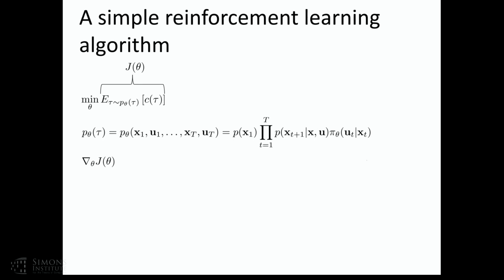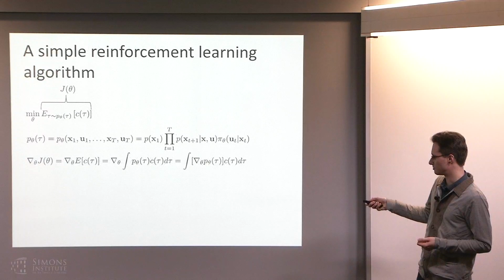If we want to optimize something like this, perhaps all we really need is to compute a gradient. And we can do that. We can write down the gradient of J. It's the gradient of this expectation. We can write out the expectation as an integral. We can put the gradient operator inside here because the only term that depends on theta is p_theta.